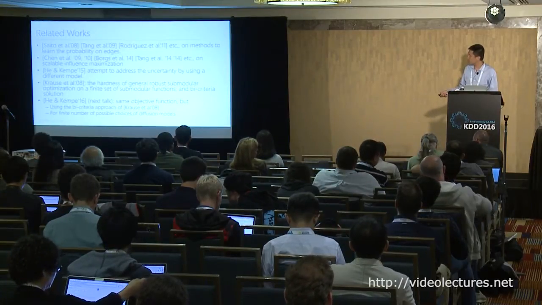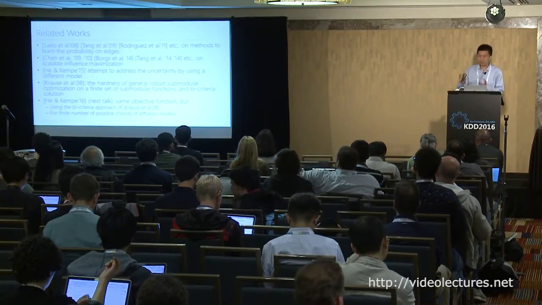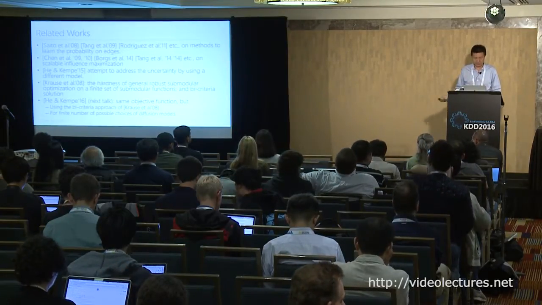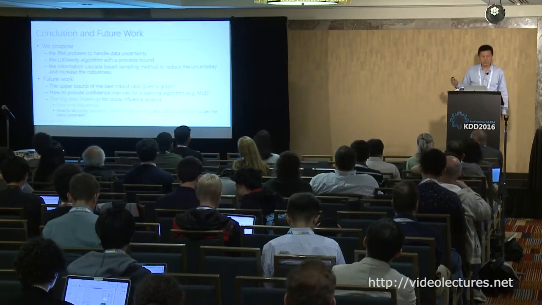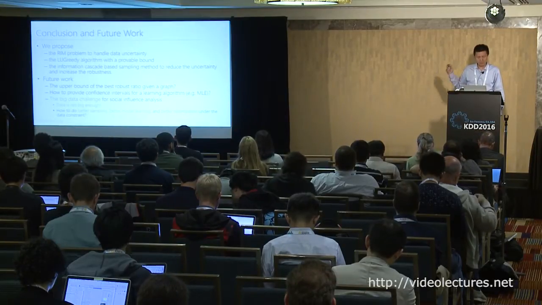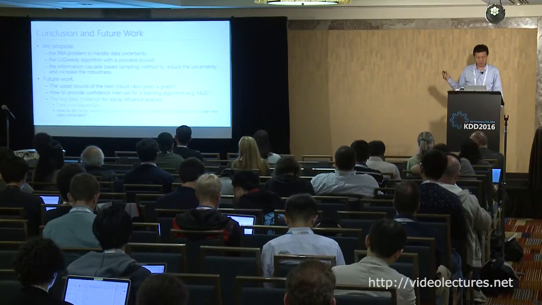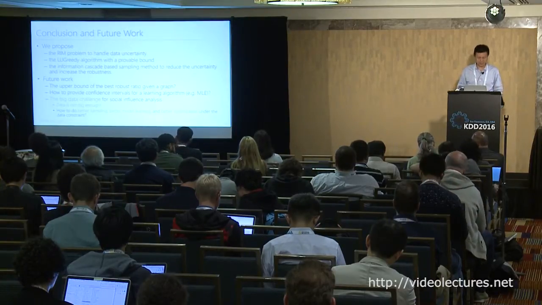They use a multi-criteria approach, and they work on a finite number of possible choices, while we work on intervals. So you'll hear from He next. As a conclusion, we propose this RIM problem to handle data uncertainty. We propose the LU greedy algorithm, and we propose some adaptive sampling method, hopefully to handle uncertainty.